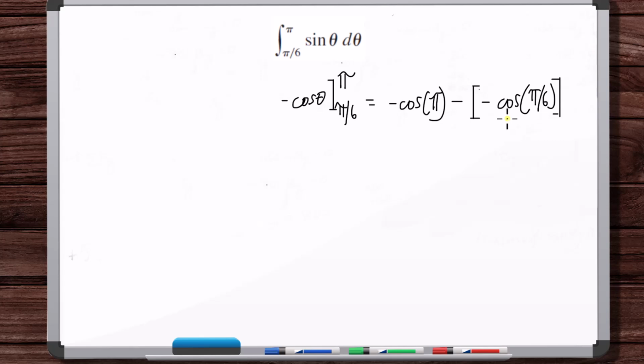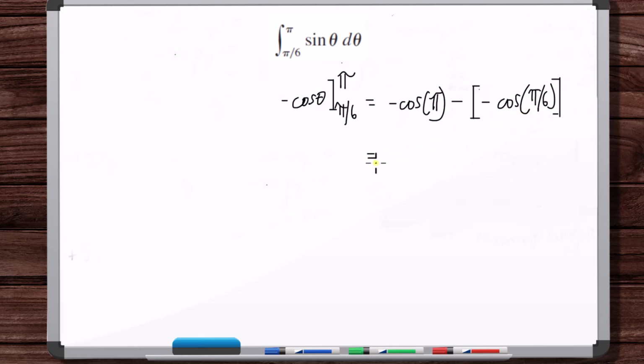You see? That's confusing. You evaluate minus cosine of theta here, and then you subtract that from minus cosine of theta evaluated here. So we evaluated minus cosine of pi here, there's minus cosine of pi. Subtract that from minus cosine of theta evaluated at the lower limit. Subtract that from minus cosine of pi over 6.